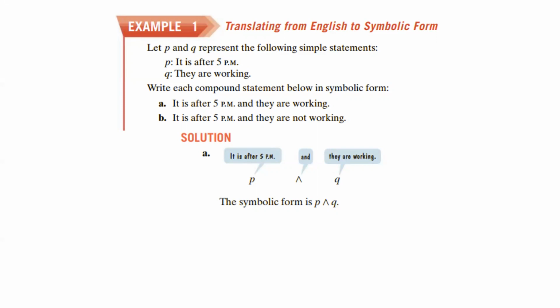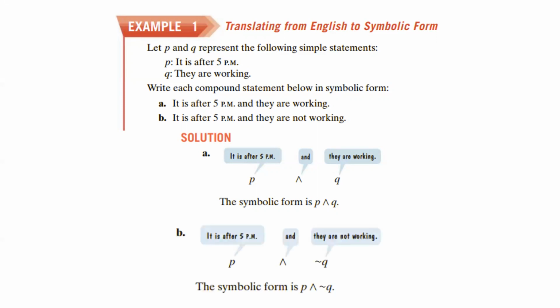Now part B is the exact same question as part A, except notice that at the end it says not working versus working. Building on the concept from the last class period, we know that the tilde, that wavy symbol, in front of Q means not. And so my answer for this is going to be P, upside down V, tilde Q. I think I'm going to stick with upside down V for this.